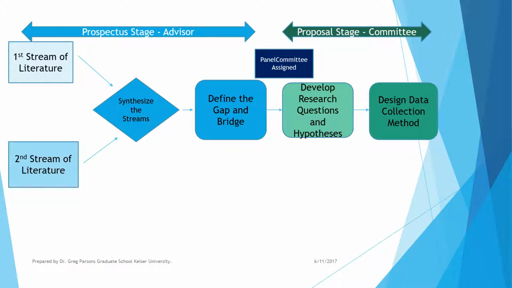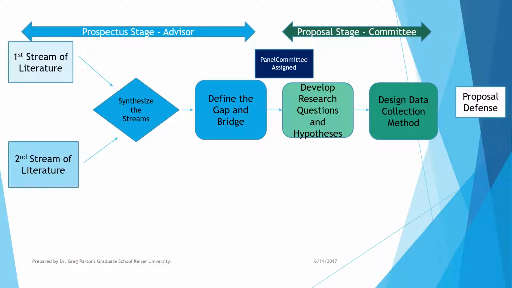And here, the advisor many times becomes the committee chairperson, not necessarily, but it happens a lot that way since they've already established a relationship with the student, and they know what the student is doing. But a couple more people, two or three more people, are generally added at this point to the committee, and the committee then guides the proposal stage.